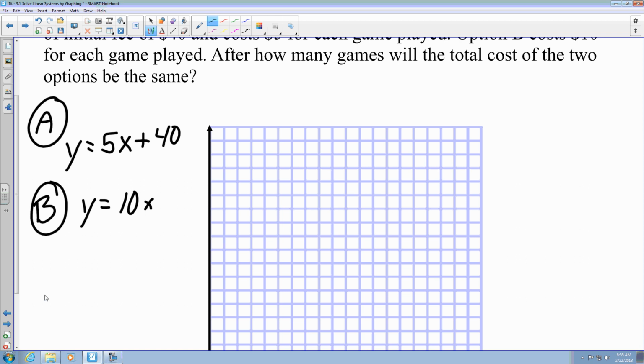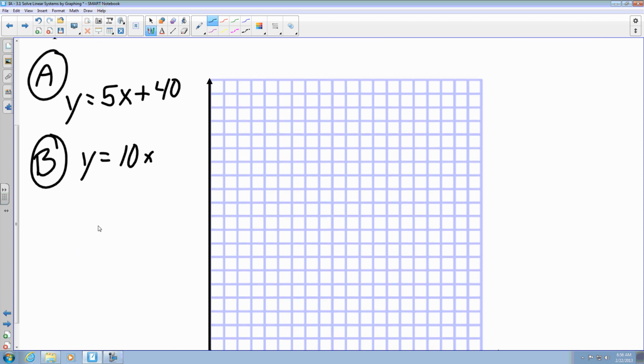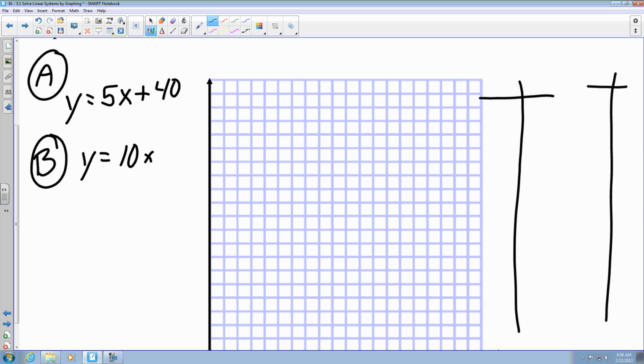Now, what can be an issue, especially when you're doing graphing, is when it deals with a much larger scale. Like see here, our y-intercept is 40, and then for B, our y-intercept is 0. So there is a lot of chances for human error. Even I, when I graph this, probably wouldn't get the correct answer right away. But there's a way that you can prove it by making a t-chart. So I'm going to make a t-chart with x and y for option A and x and y for option B.